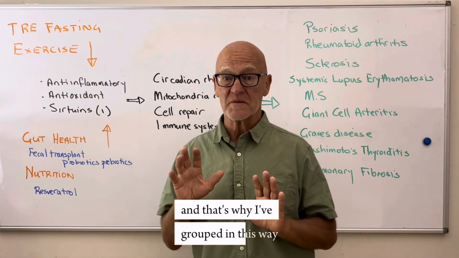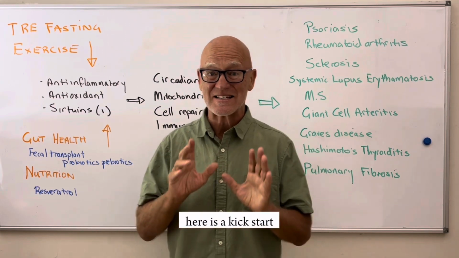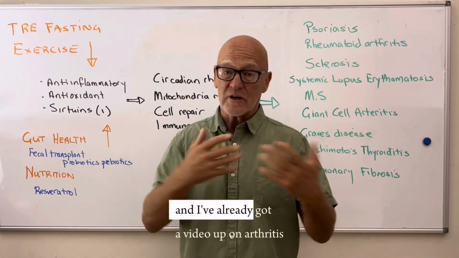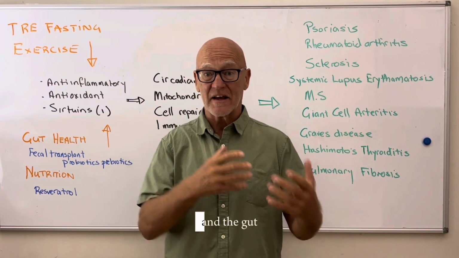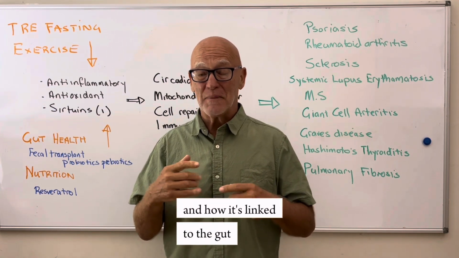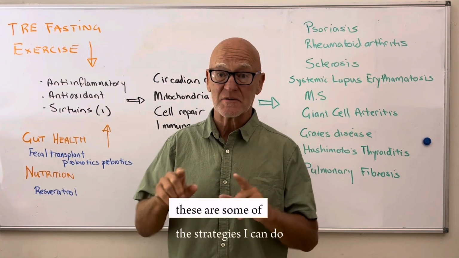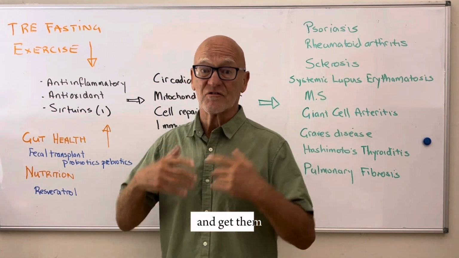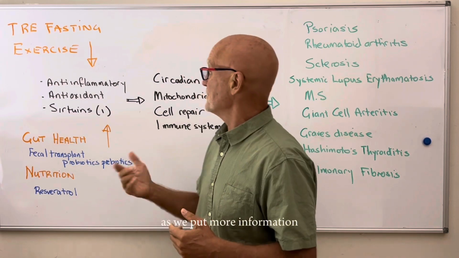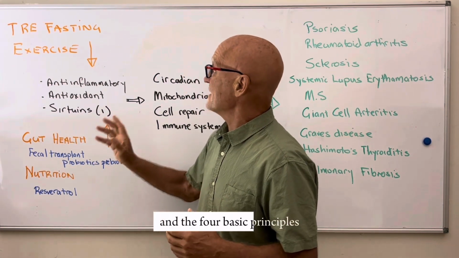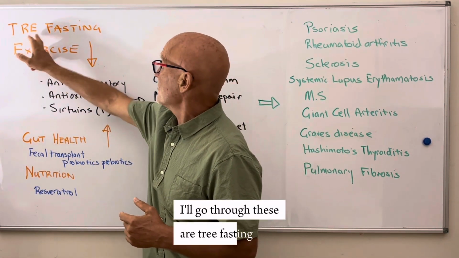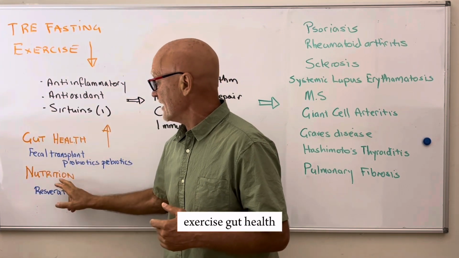And that's why I've grouped them in this way, to say that, look, here is the kickstart, so to speak, for people. And I've already got a video up on arthritis and the gut and how it's linked to the gut. But if I give you the generic approach, then everyone can say, okay, these are some of the strategies I can do, and get them going and get them started as we put out more information. And the 4 basic principles, I'll go through these, are time-restricted fasting, exercise, gut health, and nutrition.